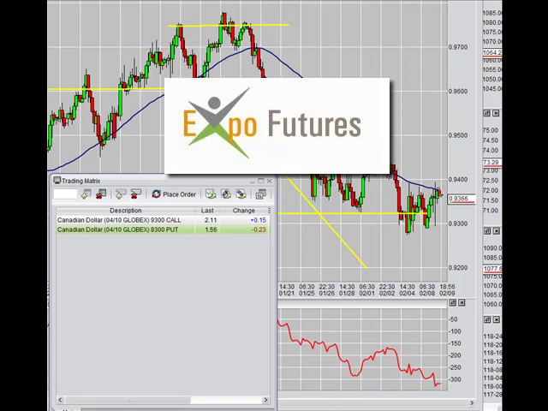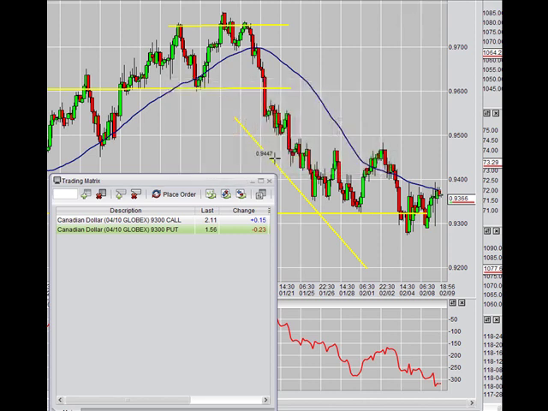Hello traders and investors, this is Sal for Expo Futures, and I'm going to do a quick educational video. I'm going to use this Canadian dollar chart for an example. Today is the 9th of February. It's in the evening after hours, and the Canadian dollar is currently trading around 93.66.